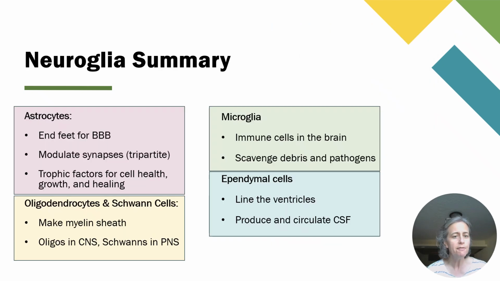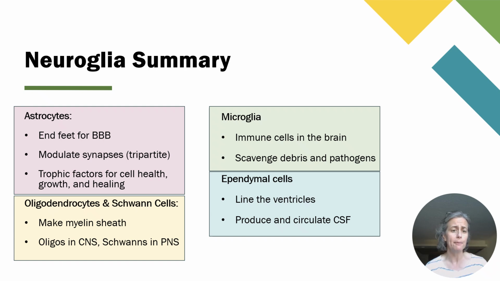So that's it for the 5 different types of neuroglia. So our astrocytes do a lot for us. Those end feet contribute to the blood-brain barrier, helping to protect the brain from substances in the circulatory system, in the bloodstream. They also can modulate synapses at those tripartite synapses. They can kind of say, excuse me, may I join you? And they help modulate what's happening. And then they produce these trophic factors, which are really important for cell health and growth and healing.